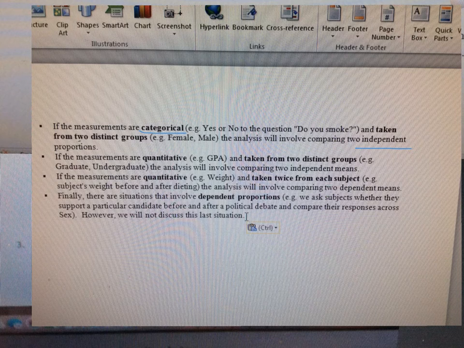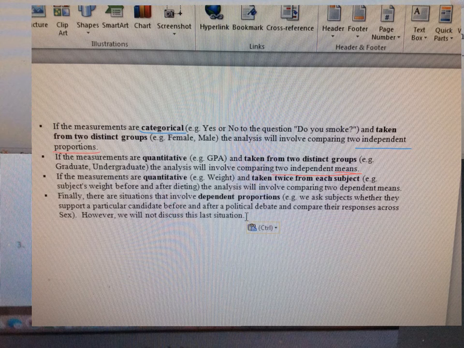And so we'll talk about that a little bit more in terms of determining which thing is which when we go through your list for question 2. If the measurements are quantitative, so that means a quantity or a number that you can put on things, and taken from two distinctive groups, then that's going to be an analysis comparing two independent means. So you see the difference here is proportions, and this is means.